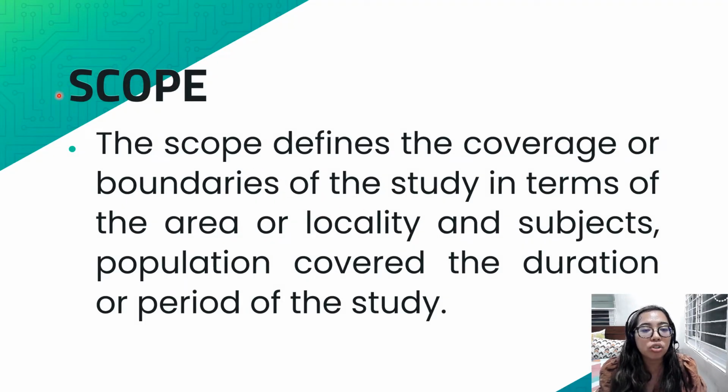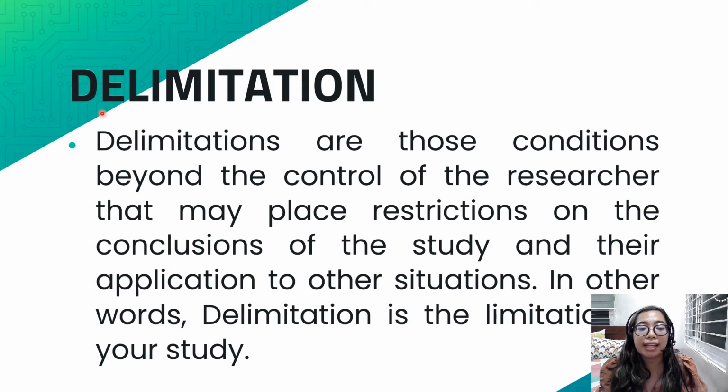So, ano ba yung pinagkaiba ng scope sa delimitation? When we say scope, sakop, okay? It defines the coverage or boundaries of the study in terms of the area or locality and subjects, population covered during the duration or period of the study. On the other hand, when we say delimitation, from the word limit, these are the conditions beyond the control of the researcher that may place restrictions on the conclusions of the study and their application to other situations. In other words, when you say delimitation, it's the same with limitations of your study.